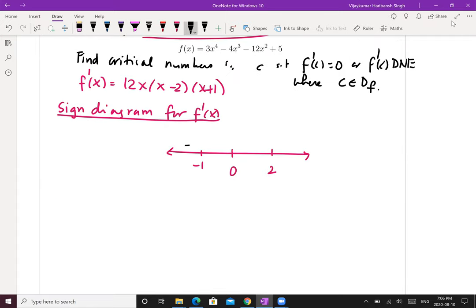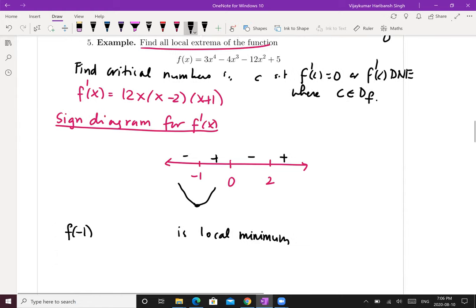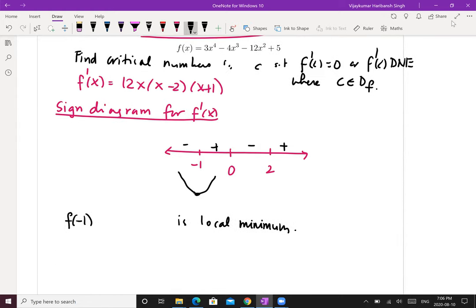So we have negative here, as we saw earlier, then positive, negative, positive. In this case, the sign changes from negative to positive. So this means f of minus 1 is a local minimum. And this test is called the first derivative test because you're looking at the sign of the first derivative. So f of minus 1 is a local minimum.